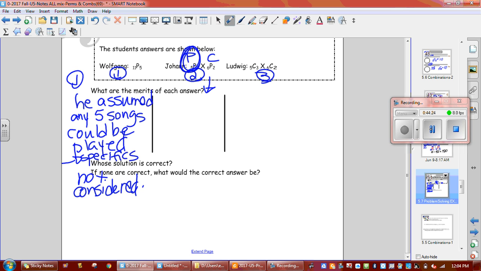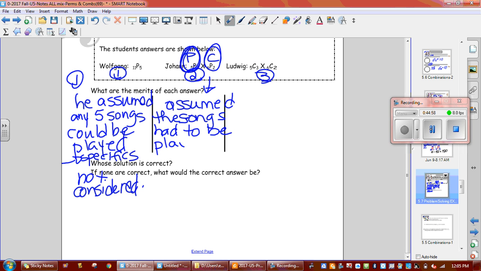So, original arrangement. What did he assume? He assumed the songs had to be played consecutively, without arranging them. The order he wrote them in is the order he assumed they should be in.